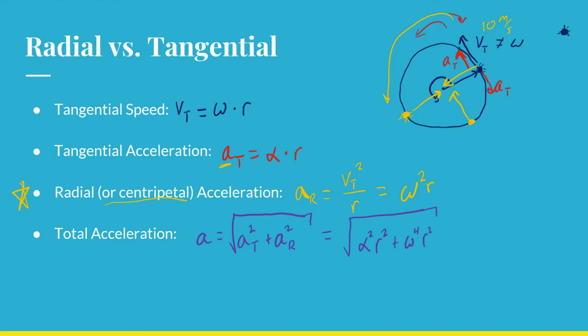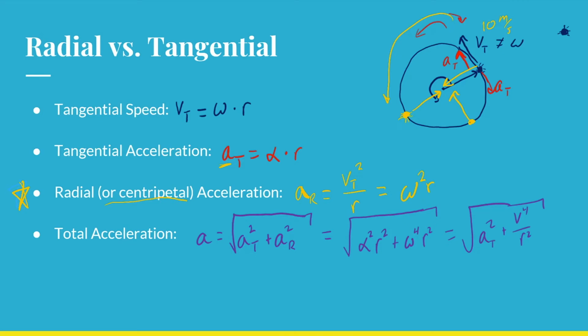There's a couple other ways that you can write it. If you just know what the tangential acceleration is, you can just leave it as a_t squared plus v to the fourth divided by r squared. And then you take the square root of it. Don't forget to do that.